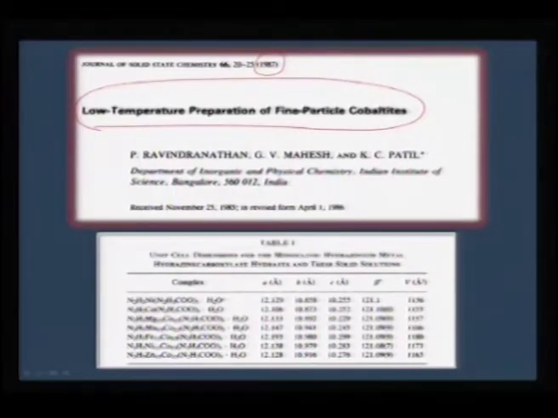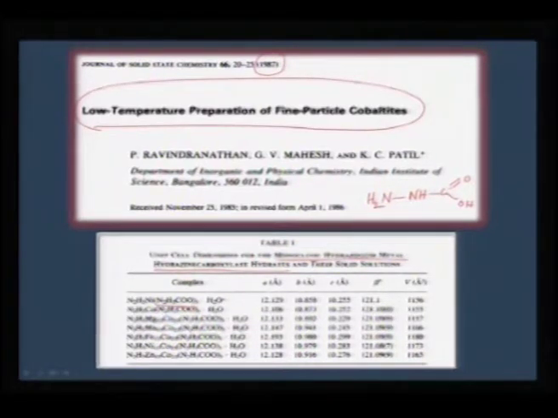Let us take a case of monoclinic hydrazinium metal hydrazine carboxylate hydrates. It is a simple ligand. The ligand is to be viewed like this: N2H3COO, which is nothing but hydrazine carboxylate. We can write this as NH2NH C double bond O OH.